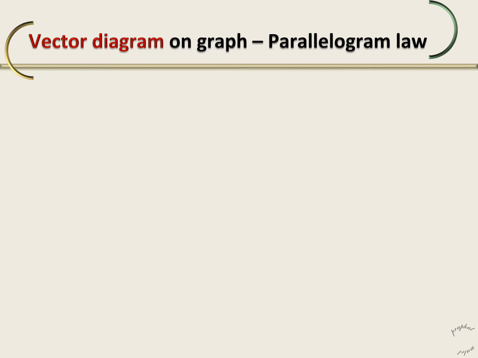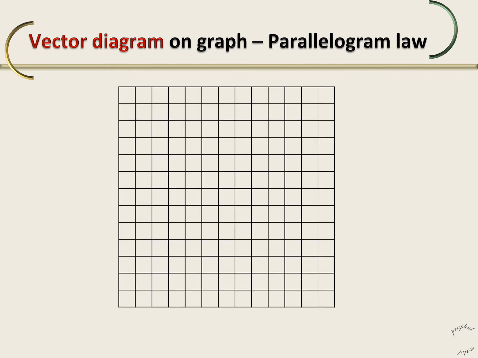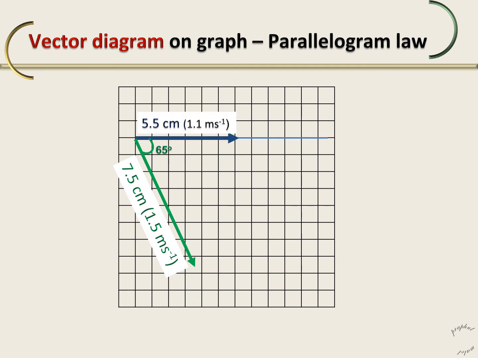Now let's see how you can do the same thing, finding resultant using a graph using parallelogram law. Previously what we did is called the triangular law. Now I'm going to use the parallelogram law. The method is very similar. You have to draw the vectors with correct length and angle using a ruler and protractor. The difference is instead of plotting the second vector continuously, that is head to tail, I am going to plot the vector on the top. So this is my second vector.